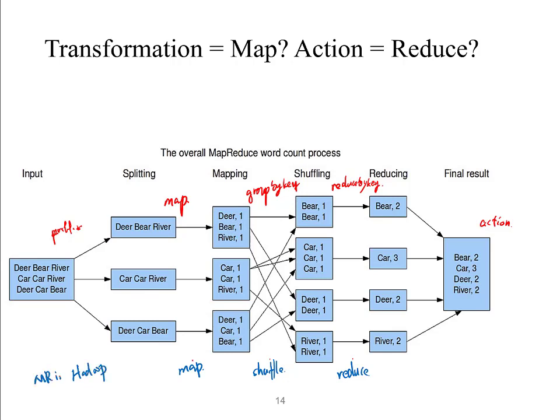So this is MapReduce in Hadoop, and this is MapReduce in Spark, right? As you see, transformation and action do not correspond to map and reduce. So it is important not to mix these two concepts together.